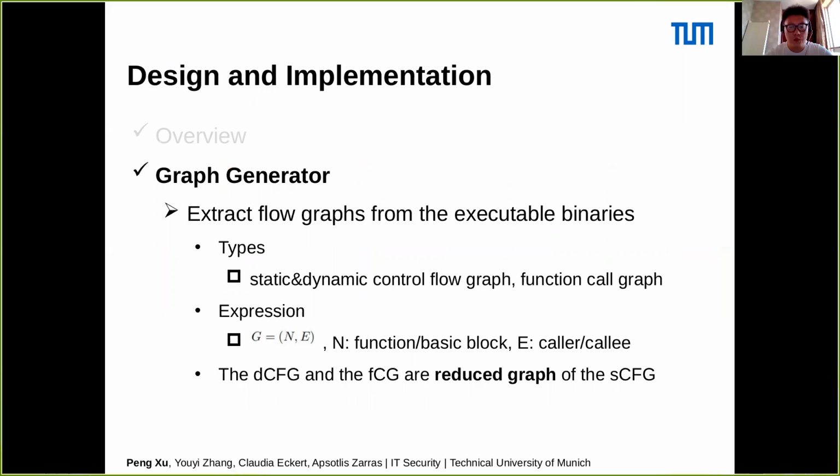For graph generation, we extract a flow graph from the executable binary. In our case, we extract the static and dynamic control flow graph, and also the function call graph. All of them have the same representation: a graph with nodes and edges. In our case, the node is a function or basic block. The edge could be a call, jump, return, or other control flow instruction.